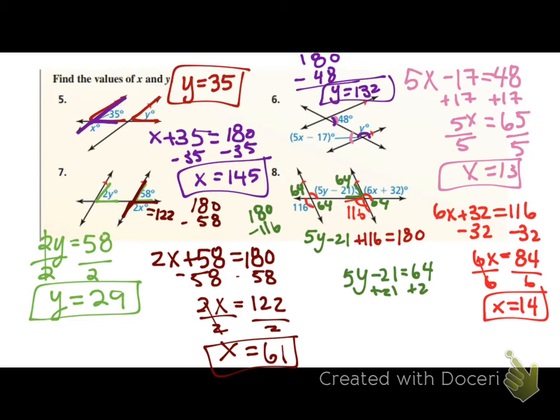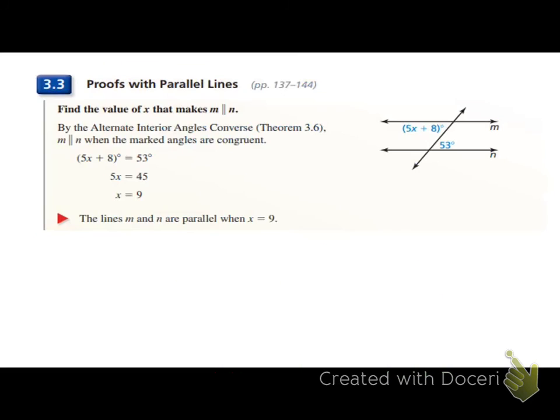Add 21. 5y will equal 85. Divide by 5. Y equals 17. Do we have any questions? Which one are you guys doing? Oh, the top one. What are you doing? The bottom one. Everyone's different. Go ahead and flip to the next page.